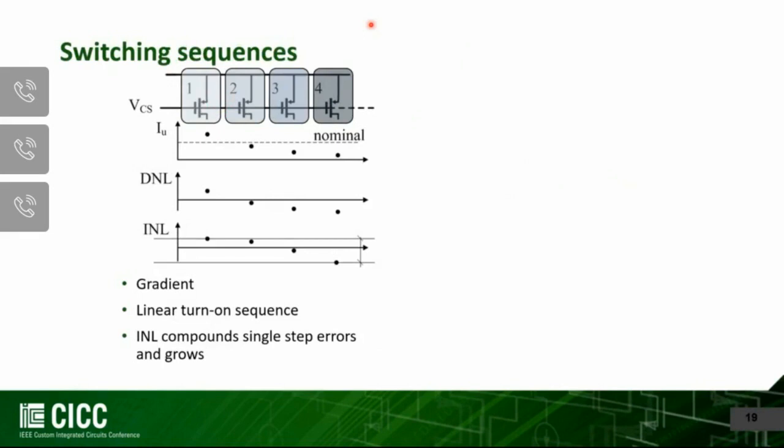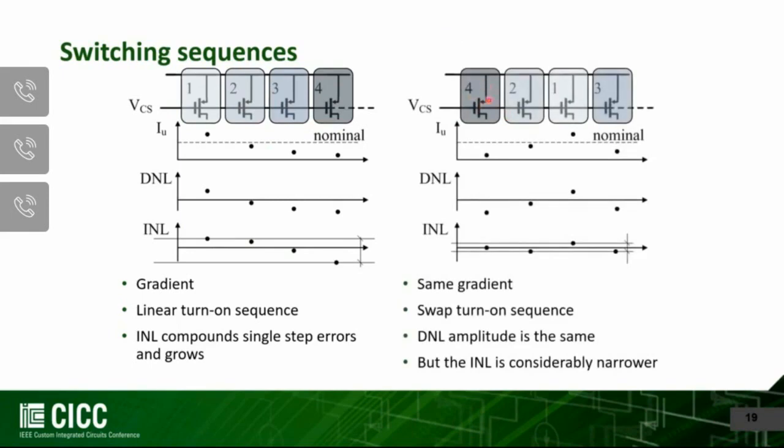In the example on the left-hand side, we have four devices suffering from a gradient mismatch. The corresponding DNL is shown below it, and the DNL adds up to a large INL right below it. So if we sweep the code from the first one to the second one to the third one to the fourth one, obviously we generate a large distortion. However, if we change the order of switching, meaning the order in which we turn on the devices, then the errors of the individual DNLs are basically the same, but we can make sure that the DNLs will add to a tighter INL.